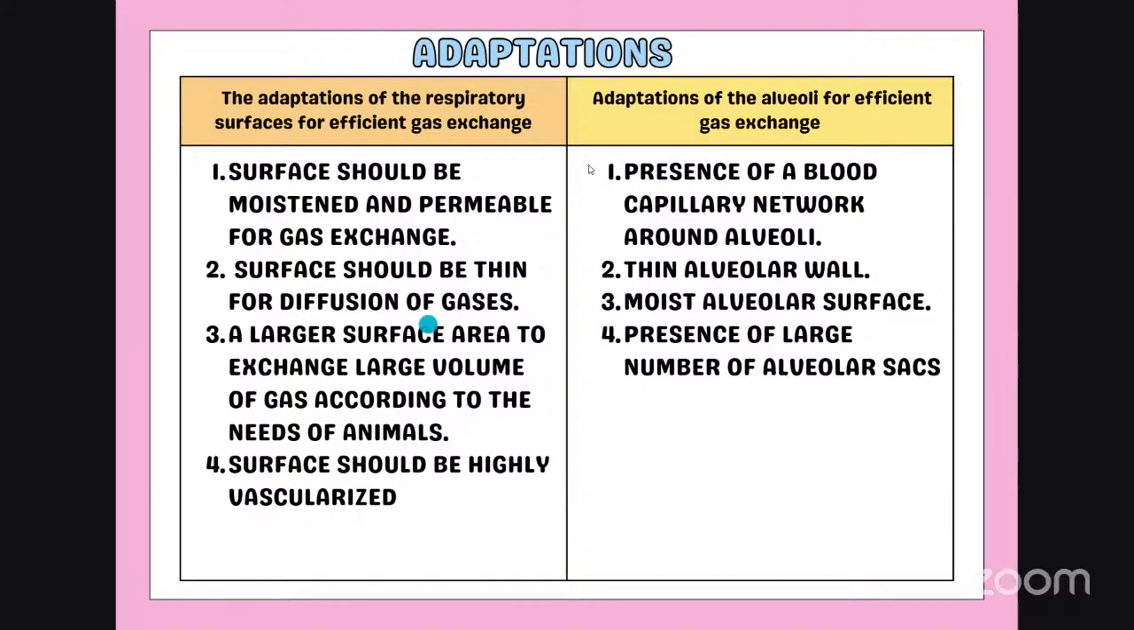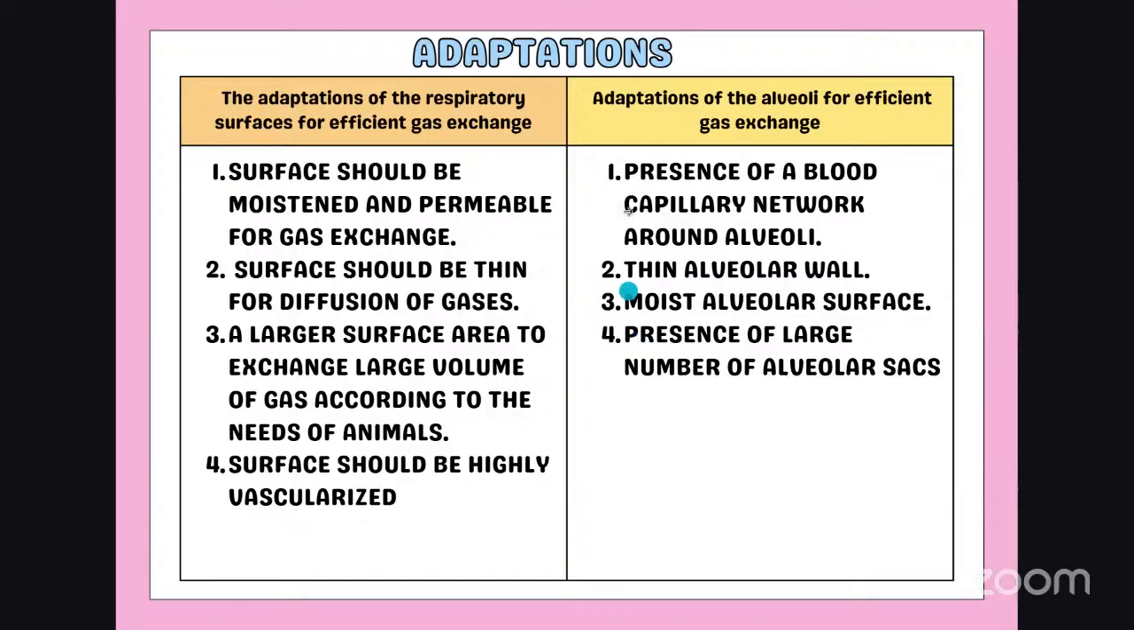But when you look at humans, we are a large animal, so not all the cells in our body are in direct contact with the external atmosphere. So we need a special respiratory system. That's why they are telling you the surface area to volume ratio should be large according to the needs of the animals. So let's take a look at this.